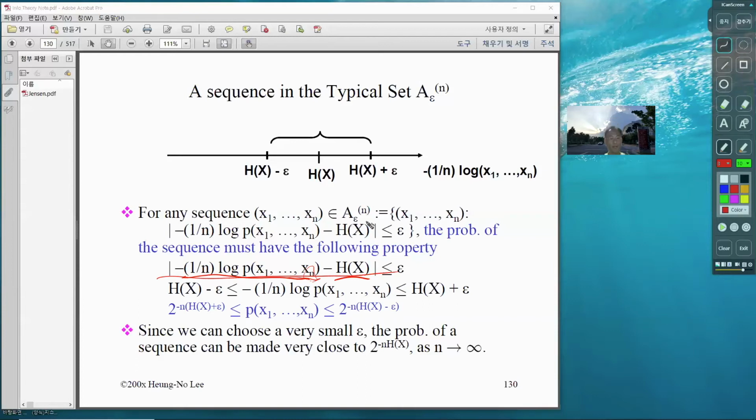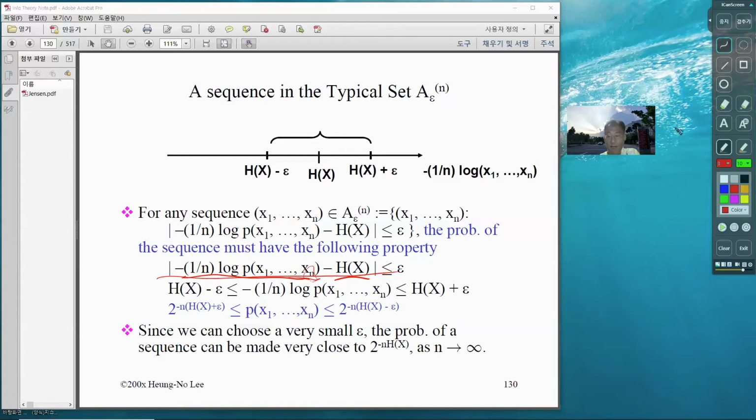Okay, and the law of large numbers says the probability of the typical set converges to 1 as you increase n. So when n is large enough, convergence occurs. Okay. In such a case, the sequence must have the following property. So the sequence goes right here, and then the log of the probability of such a sequence must satisfy that.